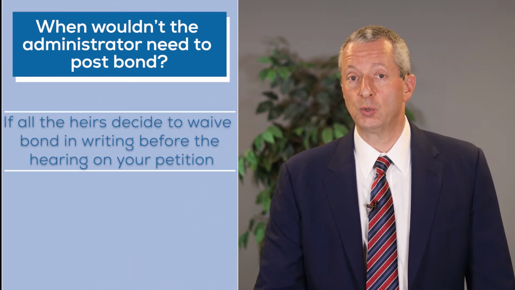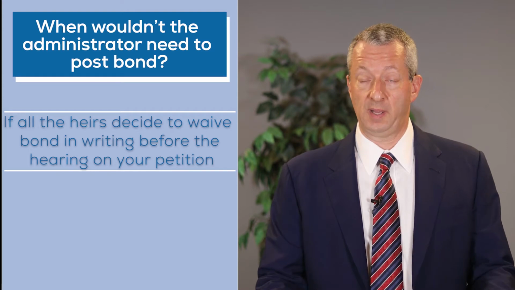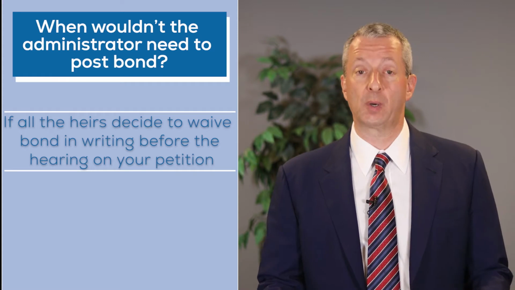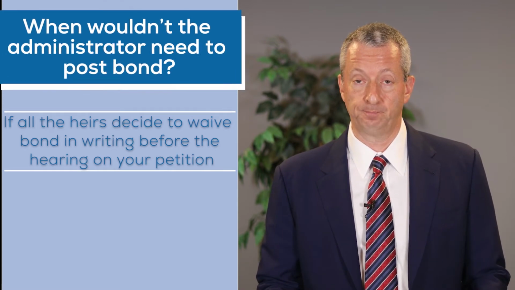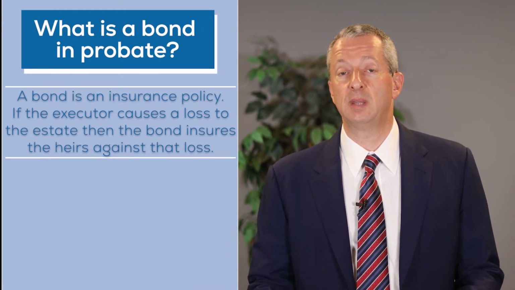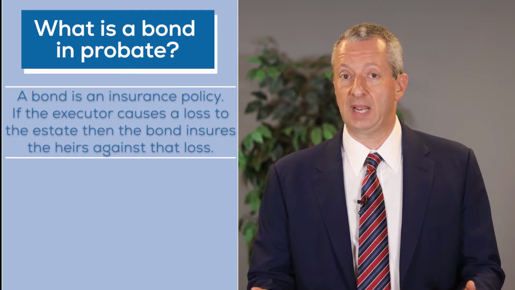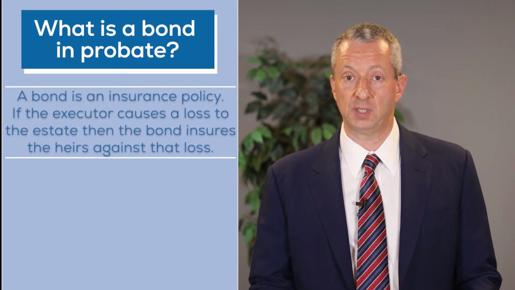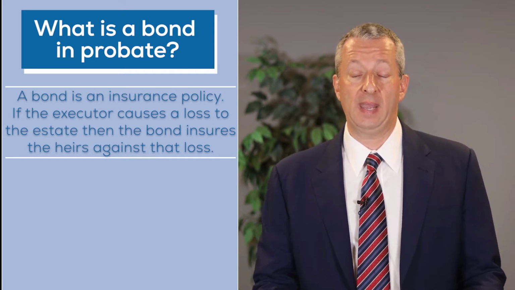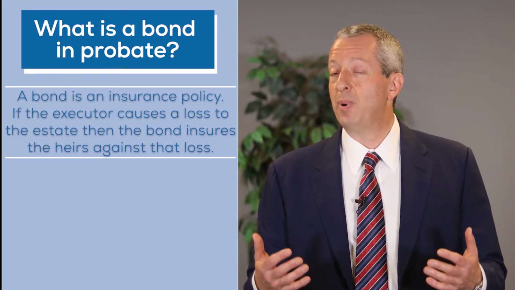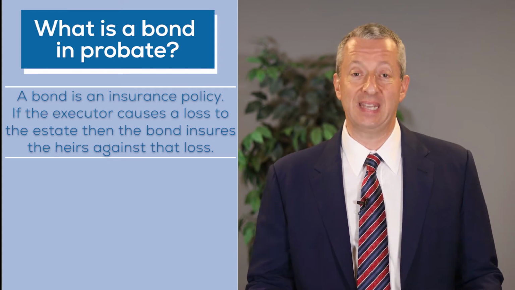In California, it is mandatory for an administrator to post bond. There is one exception to this, and that's if all of the heirs in writing waive the requirement of you posting bond. A bond is simply an insurance policy. It's an insurance policy that is taken out in order to protect the heirs from any breach of fiduciary duties by the administrator of the estate. That insurance policy will pay out if there's a loss, which makes sure the heirs get made whole. In other words, a bond is just an insurance policy that protects the heirs of the estate.